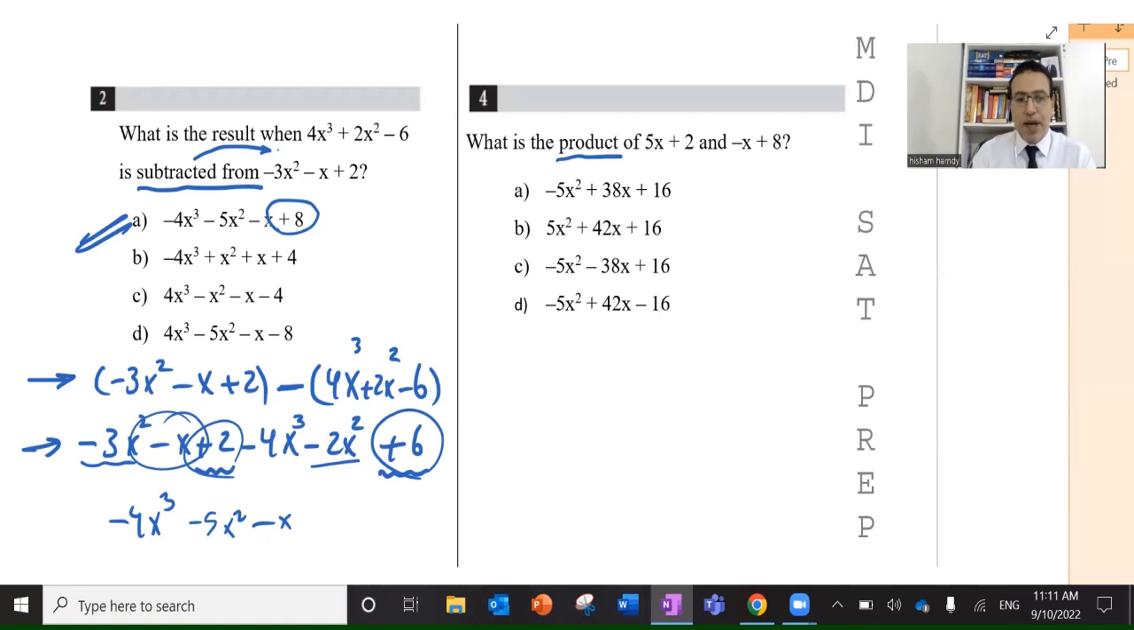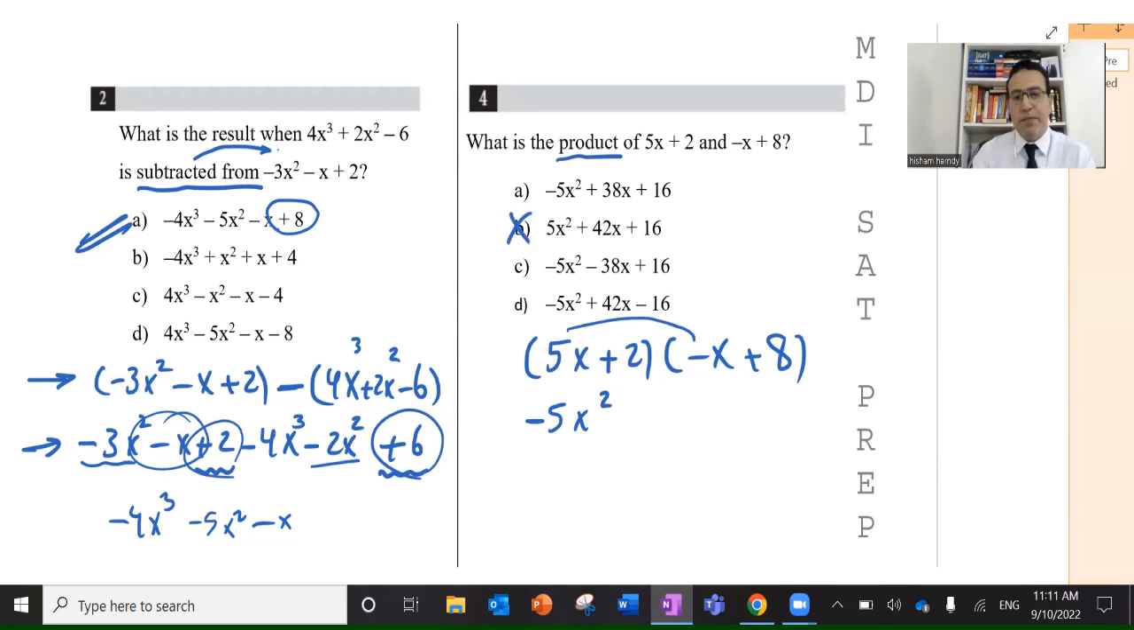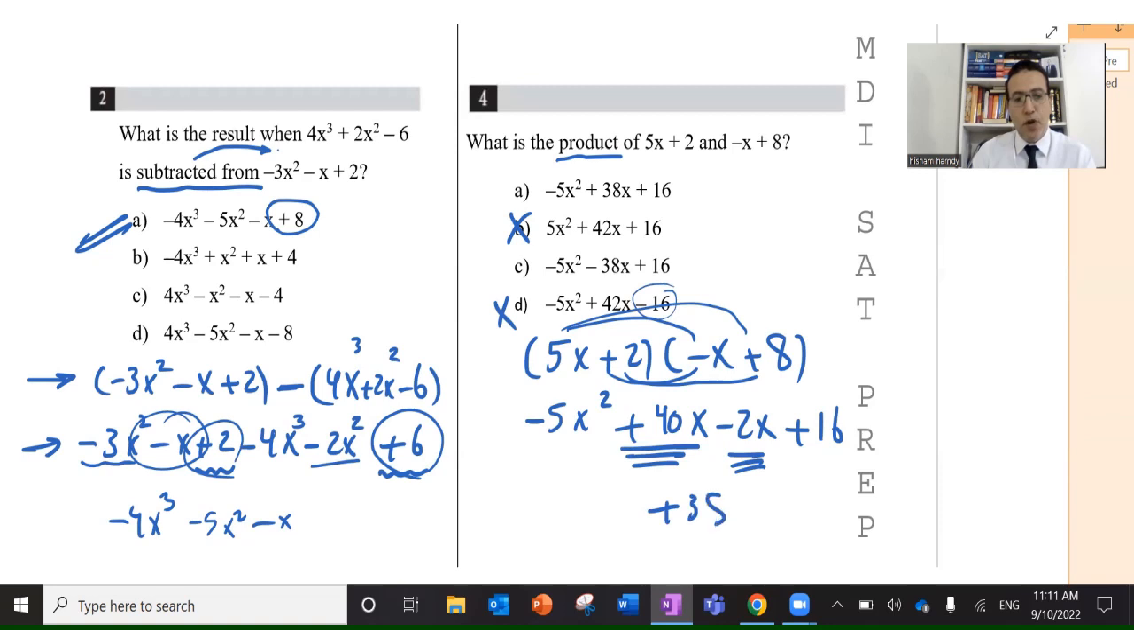Product means multiply. So I'm going to multiply 5x plus 2 and negative x plus 8. 5x by negative x is negative 5x squared. So I'm going to cancel it. Why? Because the first term is 5x, not negative. Then 5x times 8 is 40x. 2 by negative x is negative 2x. Positive 2 by positive 8 is positive 16. So I'm going to cancel d because the last term is negative 16. Positive 40 and negative 2 give me positive 38.